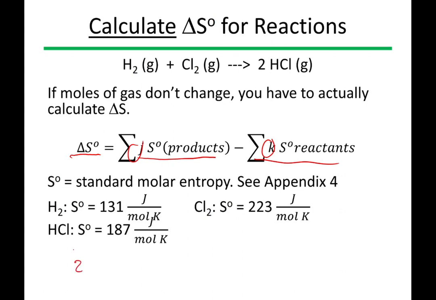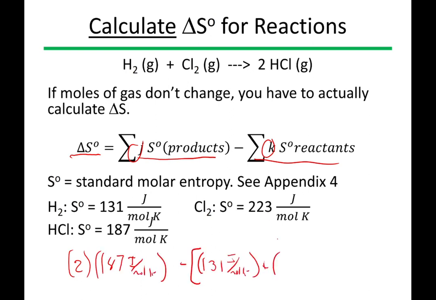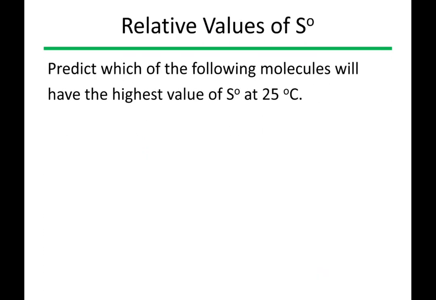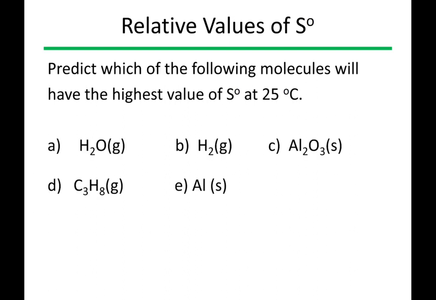the products, so that's 2 times the HCl, minus the reactants, so that's 1 H2 and 1 Cl2, giving us this answer: the entropy of the reaction is slightly positive at 20 joules per Kelvin. Let's do another prediction. Which of these following molecules will have the highest entropy at 25 degrees Celsius?